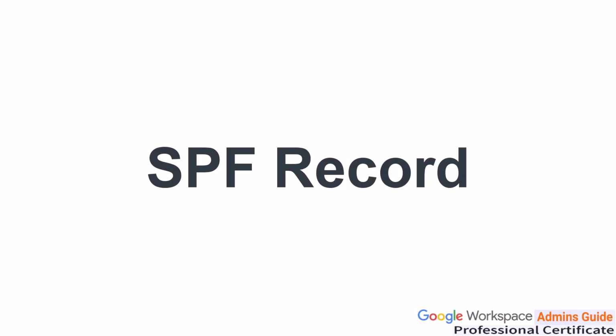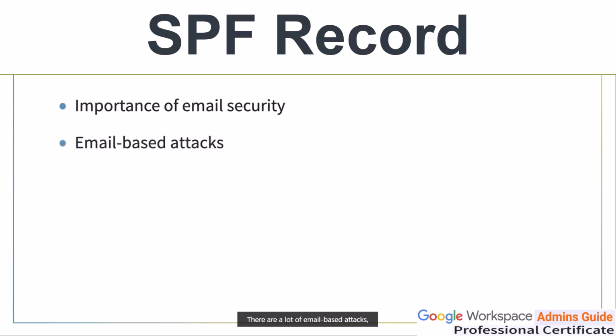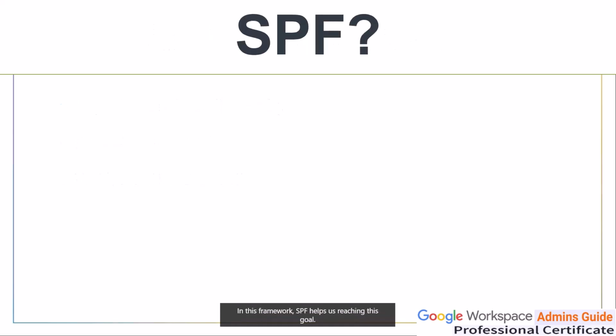Before moving on in our Google Workspace DNS configuration, we need to understand what an SPF record is. Nowadays, email security is very important. There are a lot of email-based attacks, most of them founded on spoofing. Due to this, it's very important to automatically verify email authenticity to avoid any further damage due to spoofed or illegitimate email messages. In this framework, SPF helps us reach this goal.